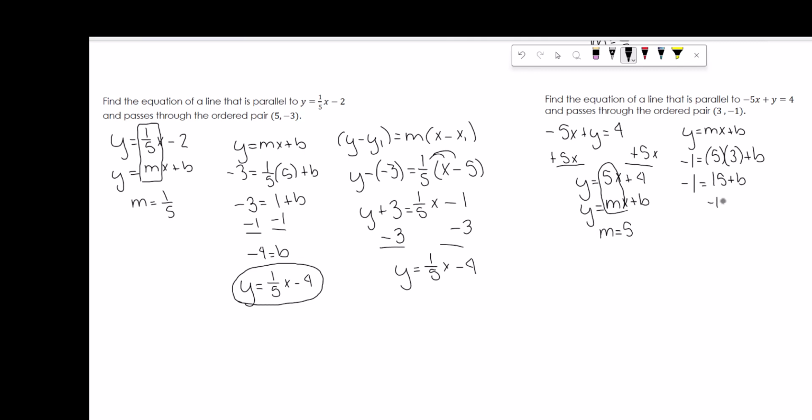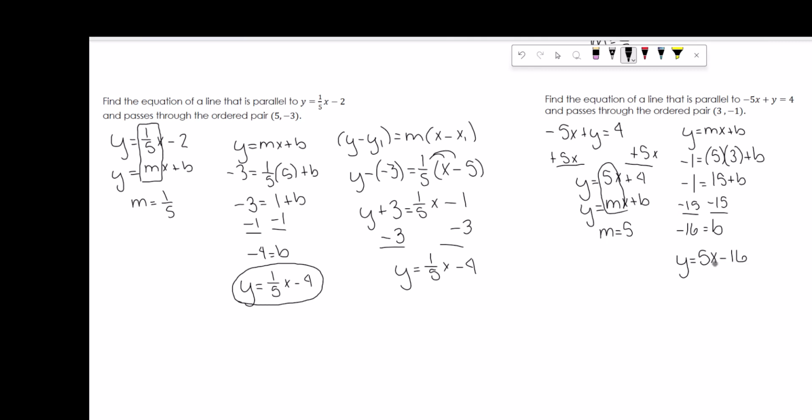I'm going to subtract 15 from both sides because I want b. And we end up with -16. But we're not quite done because we have to write the equation. y = now our slope is 5x, and our y-intercept is -16.